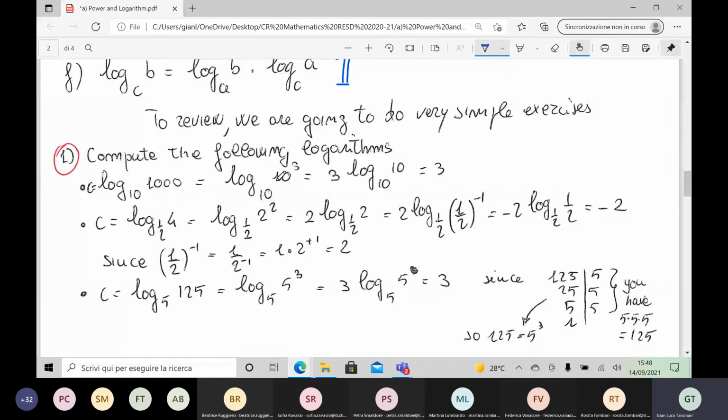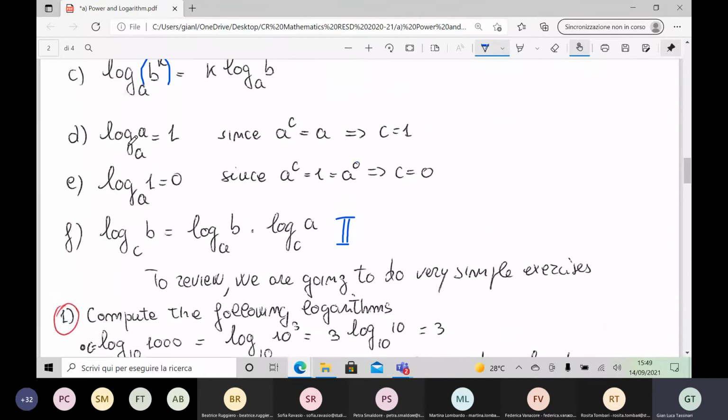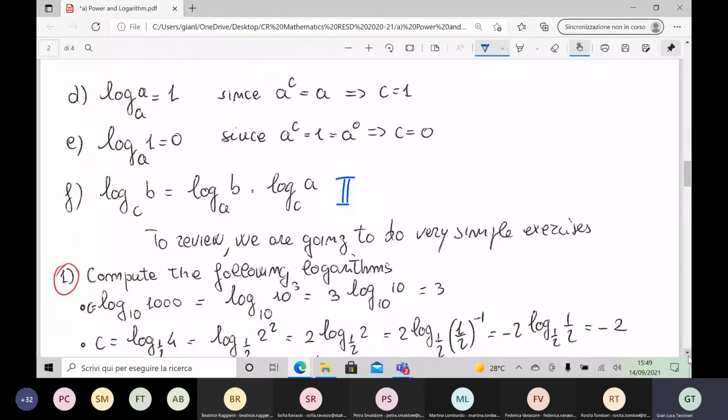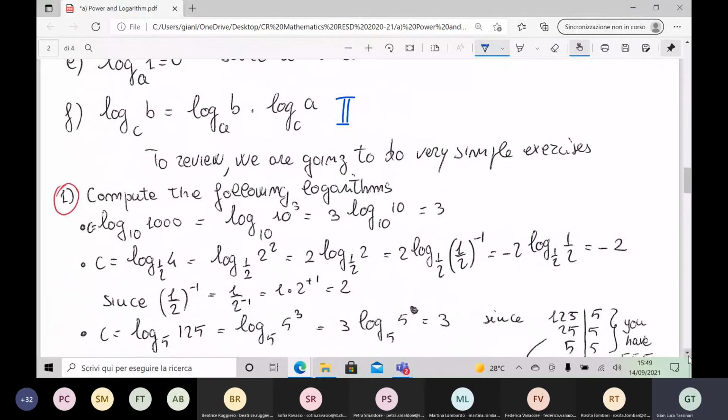Now, if you use property C, I told you that the exponent of the argument can be written as a multiplicative term in front of the logarithm. So you have 3 times logarithm with basis 10 of 10. But remember, property D, logarithm with basis A of A is equal to 1. So we apply just now C and now D. Now, logarithm with basis 10 of 10 is 1. So 3 times 1 is 3. Okay.